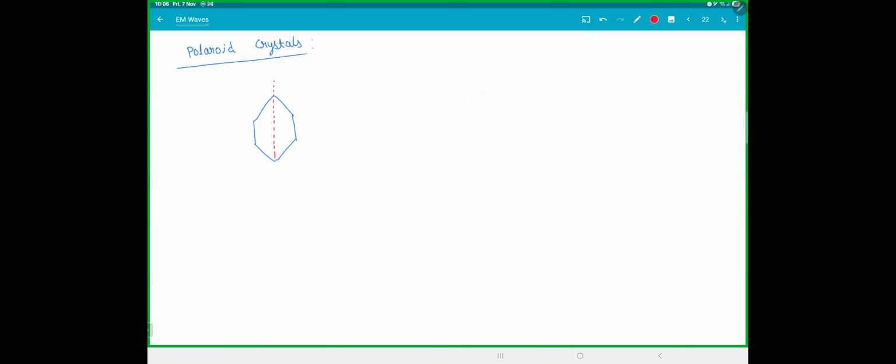So we call this a polarity crystal. This is how we represent it with a hexagon, and this is your transmission axis. So what do you mean by transmission axis? The meaning of this is they allow the electric field to only go in this direction. I'll show you how it looks.